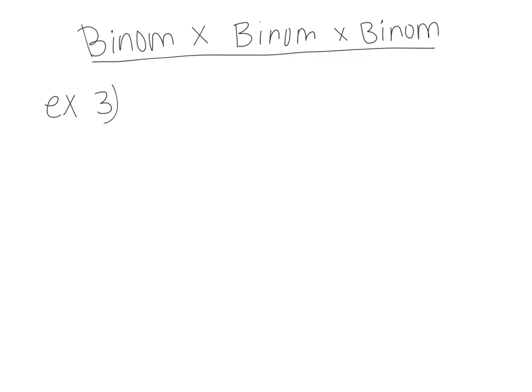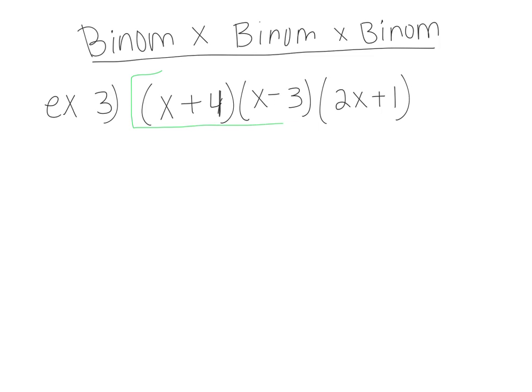So example 3, let's do x plus 4 times x minus 3 times 2x plus 1. Okay, now what you need to do is break this up. So I'm going to break it up into something I know how to work with, which is two binomials. So then what I'm going to do is break down and multiply my two binomials. So I'm going to do x times x minus 3 plus 4 times x minus 3.